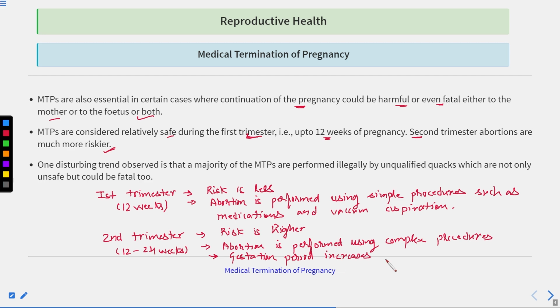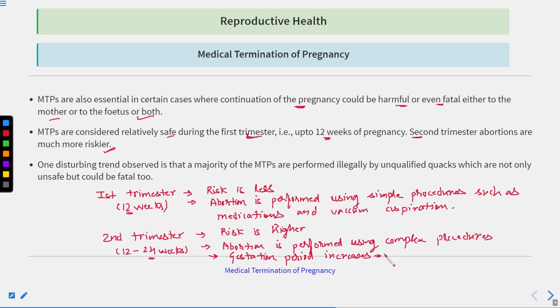Obviously, gestation in human females is for 9 months. So as the gestation period increases, what happens? The size of the fetus will also increase. The fetus is more developed now. The gestation period is obviously increasing. Earlier it was 12 weeks. Now it is around 24 weeks after the end of the second trimester. So as the gestation period increases, the risk involving abortion also increases.